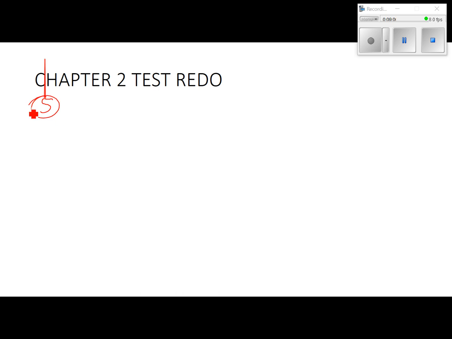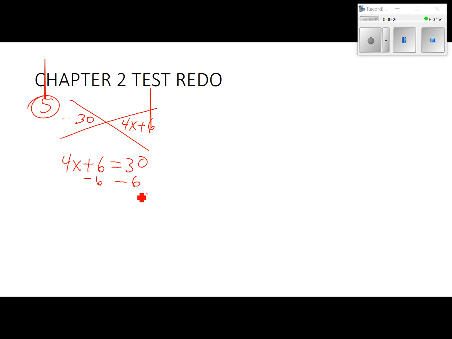Number 5. Same kind of picture. We know this angle's 30 degrees. We know this is 4x plus 6, same thing as we said on the last one. Then these two are vertical angles, so they have to be congruent. So 4x plus 6 has to equal 30. They just want us to find the value of x, so all we have to do is solve this.